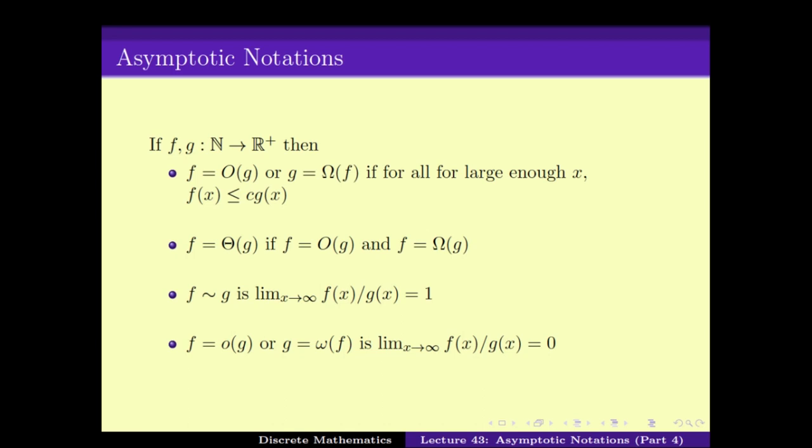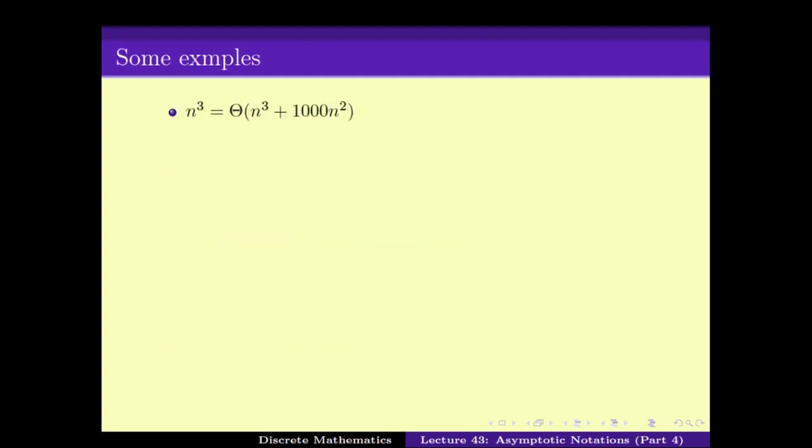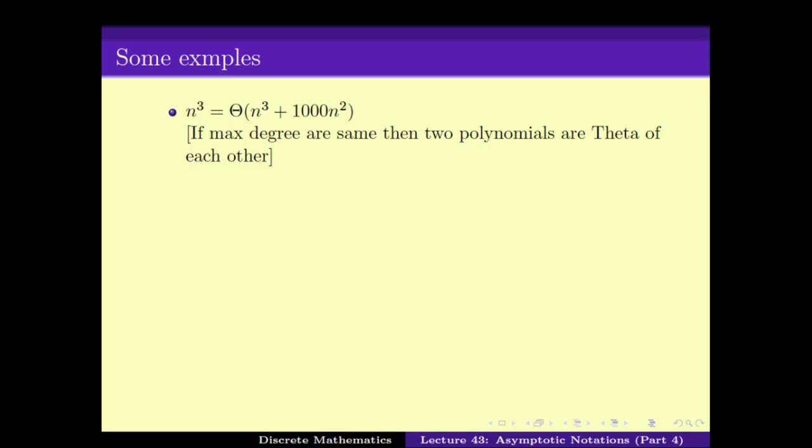And it's also very important to know how the various useful functions relate to each other. For example, if you have two polynomials and you want to compare them, all that matters is what is the largest degree and what is the coefficient of the largest degree. And that helps us to understand how they are related. If the largest degree is the same, then they are theta of each other. If the largest degree is the same and the coefficient of the largest degree is the same, then we have asymptotically similar to each other.